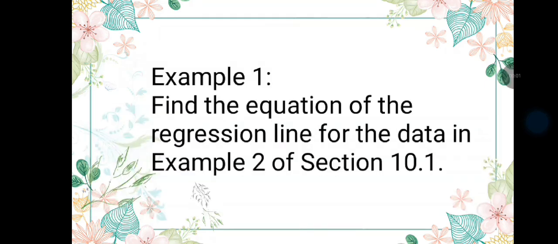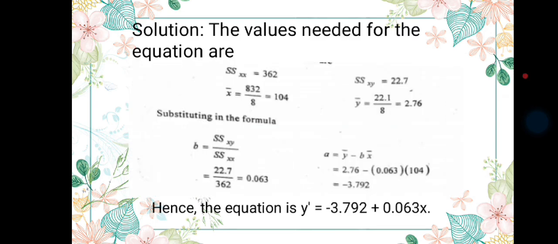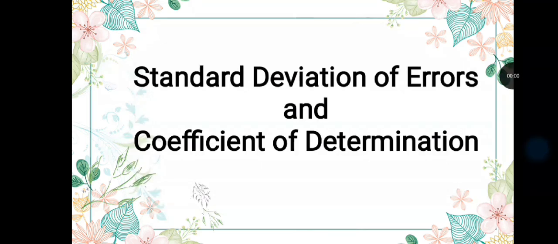Let's have an example. Find the equation of the regression line. The values needed for the equation are: sum of squares of x is 362, the mean of x is 104, the sum of squares of xy is 22.7, and the mean of y is 2.76. Substitute into the formulas for b and a. The equation will be y prime equals negative 3.792 plus 0.063x.